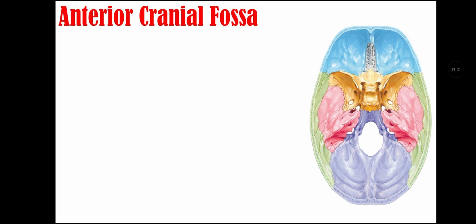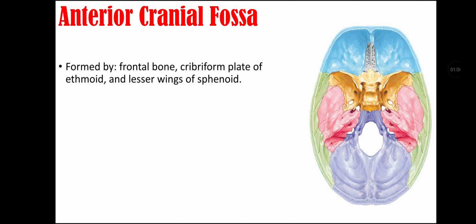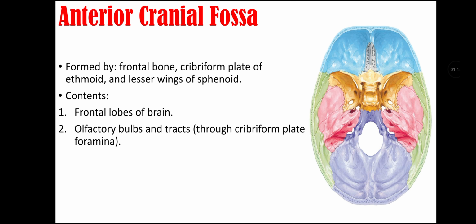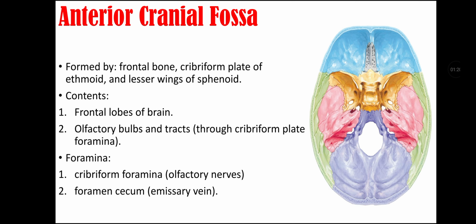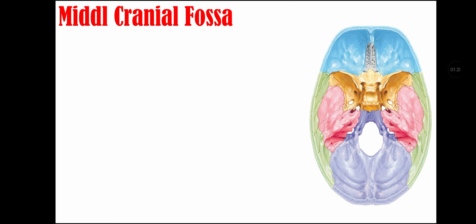and occipital bones. Talking about anterior cranial fossa, it is formed by frontal bone, cribriform plate of ethmoid and also by lesser wing of sphenoid bone. Contents here include frontal lobes of brain and olfactory bulbs and tracts. Foramina in anterior cranial fossa include cribriform foramina and foramen cecum. Cribriform foramina transmit olfactory nerve and foramen cecum transmit emissary vein.